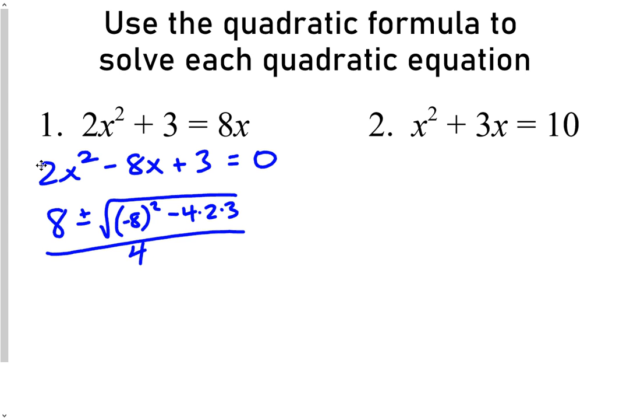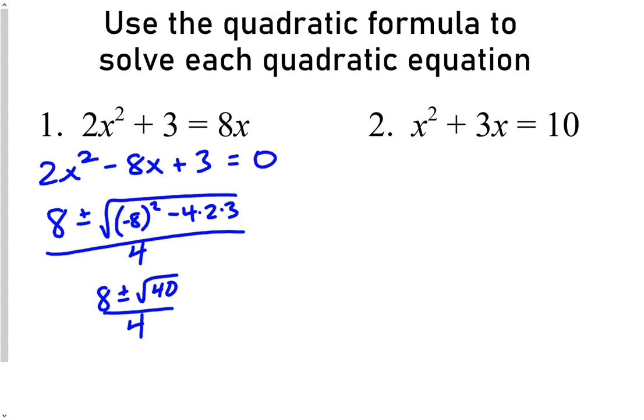So 8 squared is 64. And then 4 times 2 is 8, and 8 times 3 is 24. So 64 minus 24 is 40. So now we're going to have 8 plus or minus the square root of 40 over 4.